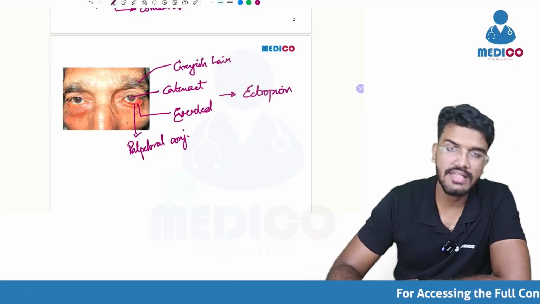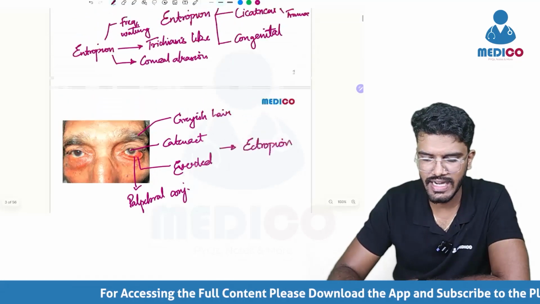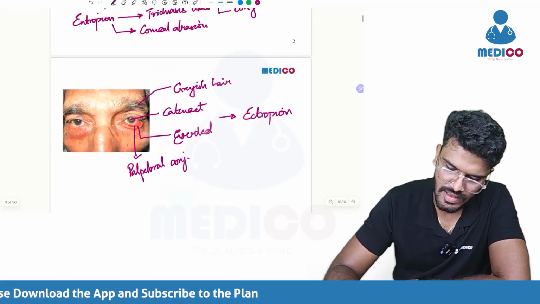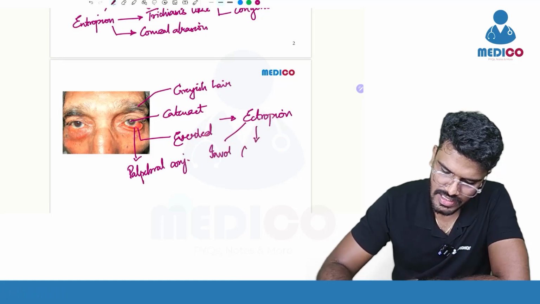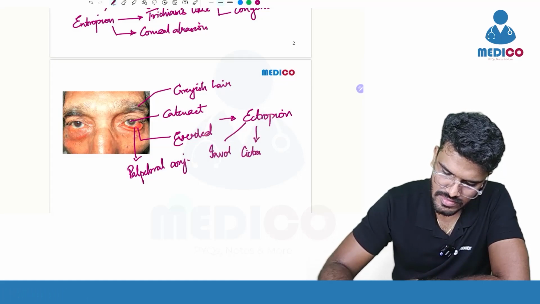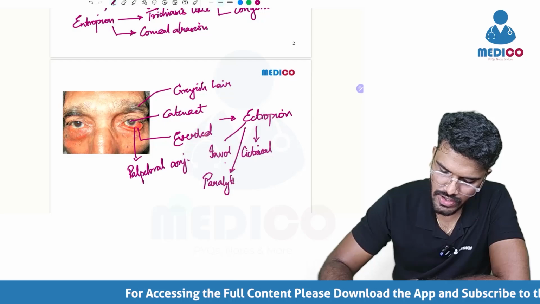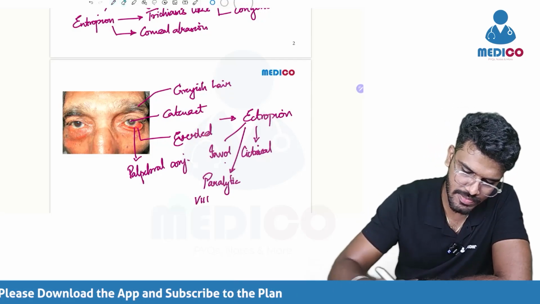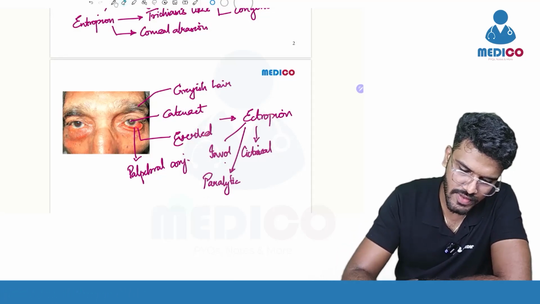So ectropion is outward turning of the eyelid margin due to whatever reasons. Like we had a classification here. Again, ectropion can be senile or involutional, can be cicatricial. It can also be paralytic. Why paralytic? Because the seventh nerve is responsible for supplying the orbicularis oculi.